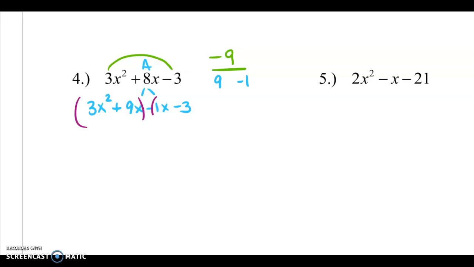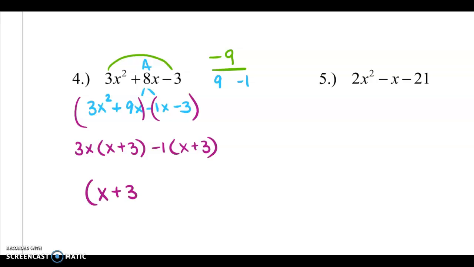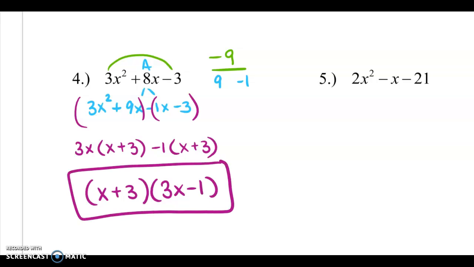Factor by grouping. So I'm going to pull out a 3x, leaves me with x plus 3, pull out a negative 1, x plus 3. So x plus 3 and 3x minus 1. Remember, the order of your binomials does not matter. So if you had the 3x minus 1 first, that would still be correct.